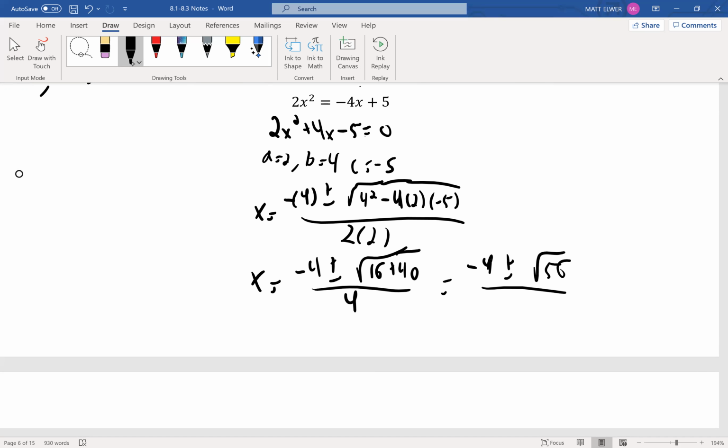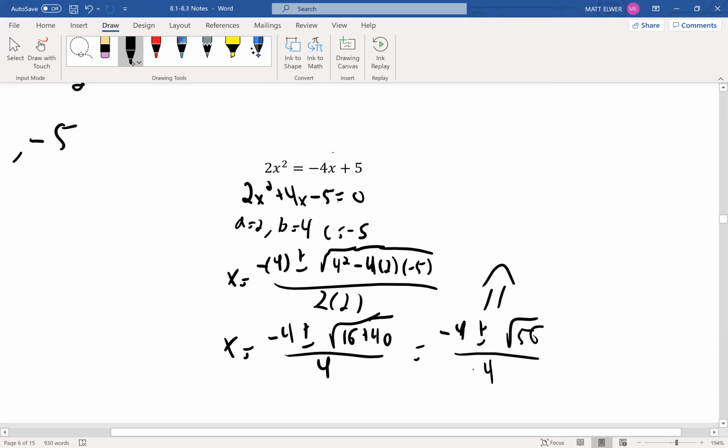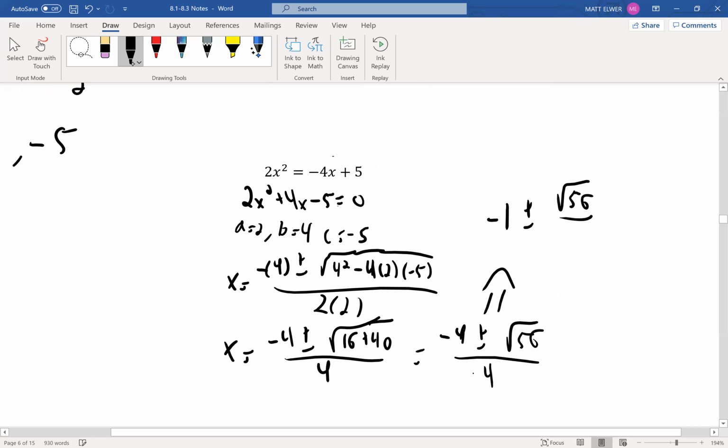Notice that when we're dividing this by 4, we can divide both terms by 4, right? So I can divide the -4 by 4, and I can divide the square root of 56 by 4. So I'm going to do that. So I'm going to actually go up here. So -4 divided by 4 is a -1, plus or minus, right? Still the square root of 56 over 4.